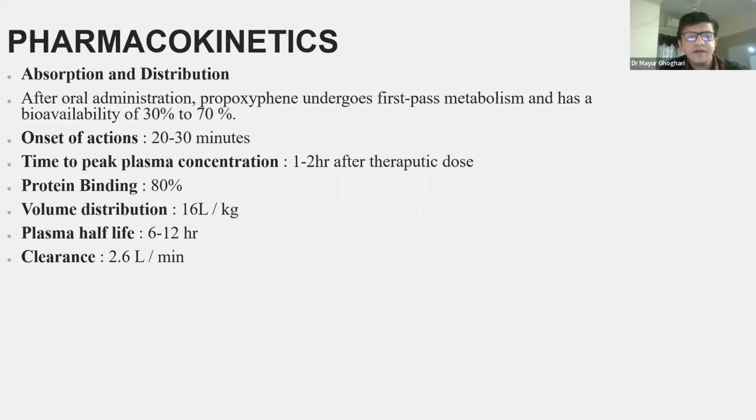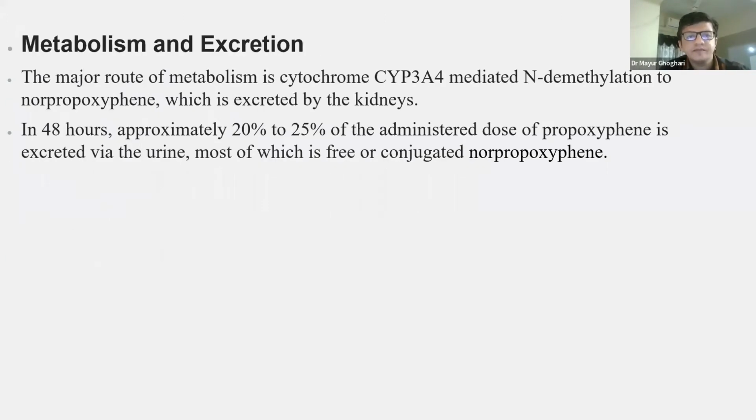Plasma half-life is 6 to 12 hours. Clearance is 2.6 liters per minute. The major route of metabolism is cytochrome CYP3A4 mediated demethylation of propoxyphene, which is excreted by the kidneys. In 48 hours, approximately 20 to 25% of the administered dose of propoxyphene is excreted via urine, most of which is free or conjugated propoxyphene.